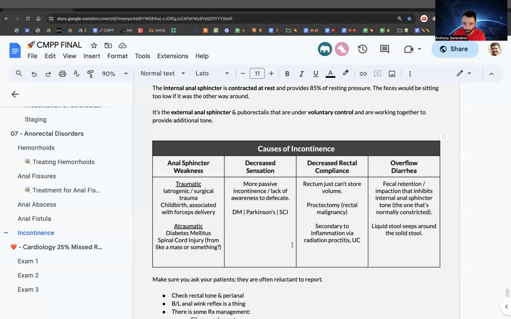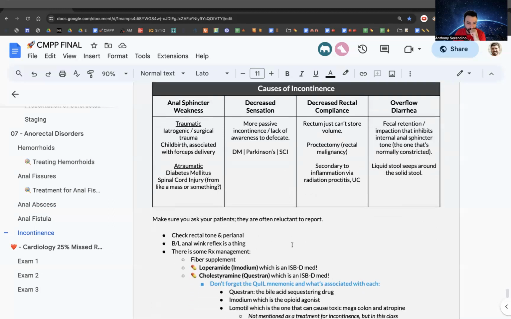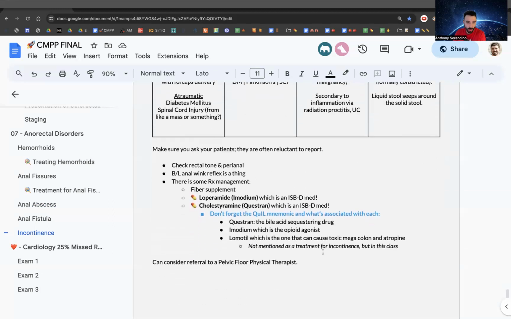Decreased rectal compliance, our rectum is just small and can't store volume. Or overflow diarrhea. This is where you have a fecal impaction, and it inhibits the internal anal sphincter tone, the one that's normally constricted. So I believe it's stuck open, and then liquid stool just comes around the fecal impaction. So the diarrhea overflows. An anal wink reflex is a thing that you can check.